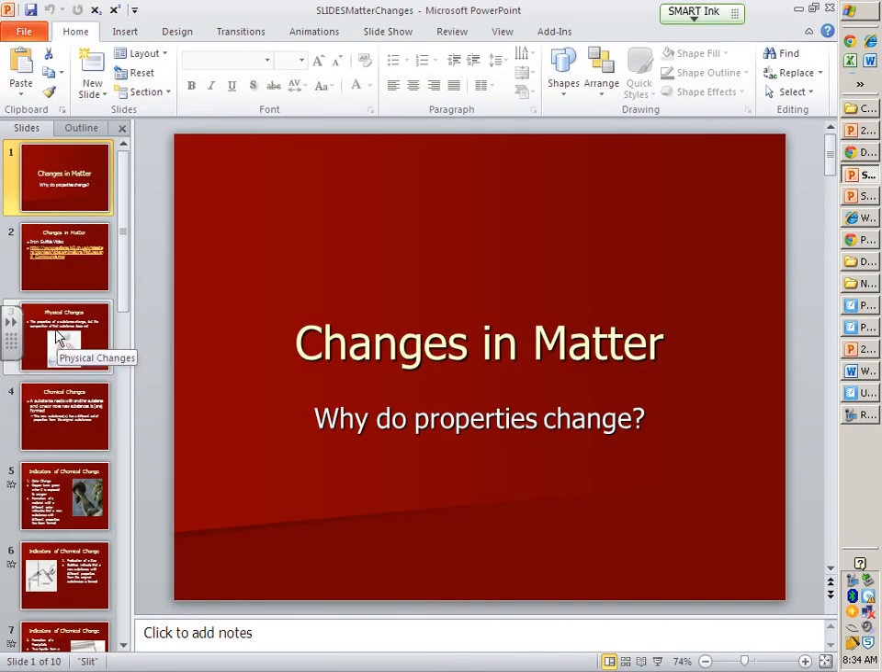Changes. I'm assuming that you guys have been introduced to the idea of physical change and chemical change somewhere along the way. And in this class, we've talked about chemical changes, right? We've talked about making a new substance in a different kind of reaction, whether that be a synthesis or a single replacement or wherever that might be.